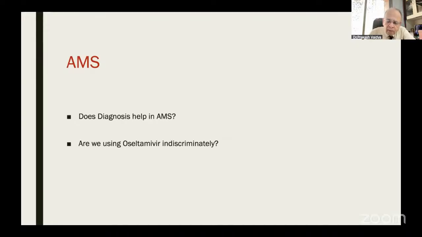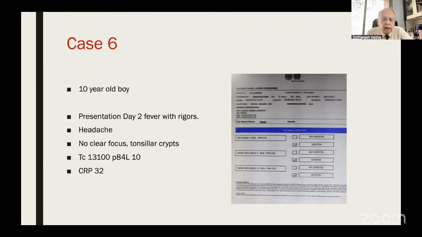For want of time, I will not discuss this case with my panelists, but quickly tell you about this 10-year-old boy who came with fever with rigors and headache, and the tonsils appeared a little large, and there were some white spots on the tonsils. My resident doctor who was with me in the OPD said, "Sir, this is follicular tonsillitis," but it wasn't. There was no lymphadenopathy, no halitosis. These were actually tonsillar crypts.